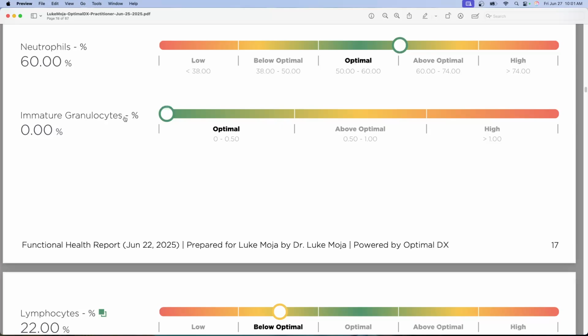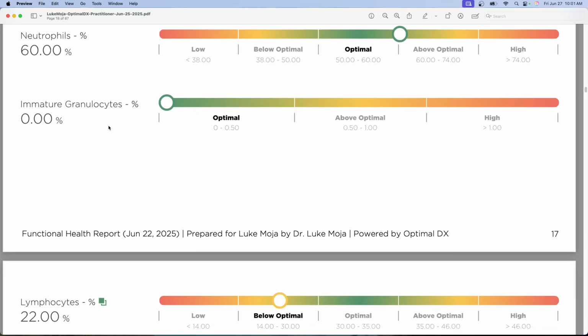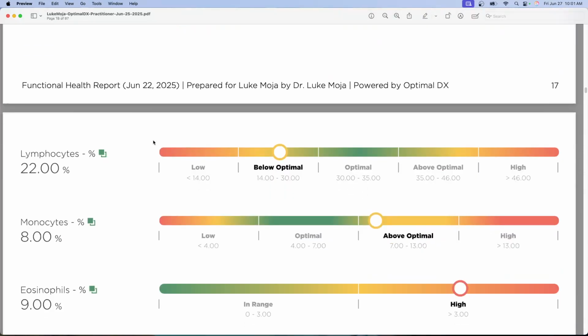Immature granulocytes, so that is going to go up if there's some kind of acute infection or inflammation. Those are basically precursors to some of the other white blood cells. If we see those around, again, that's probably going to be some type of acute inflammation or infection issue.